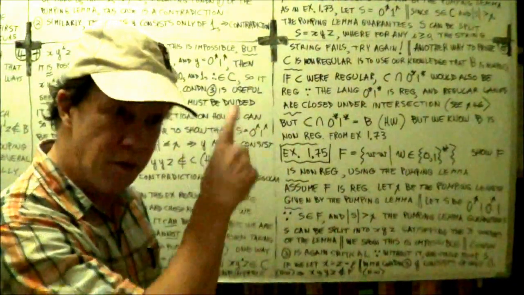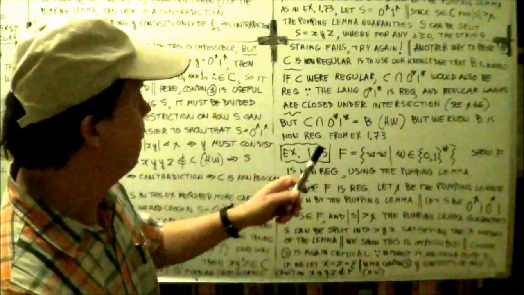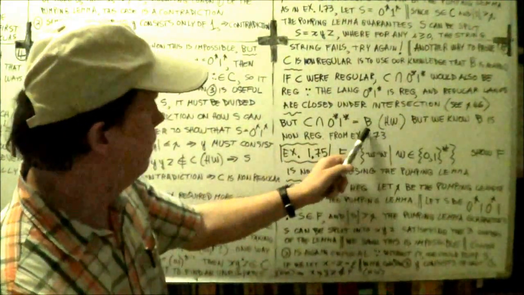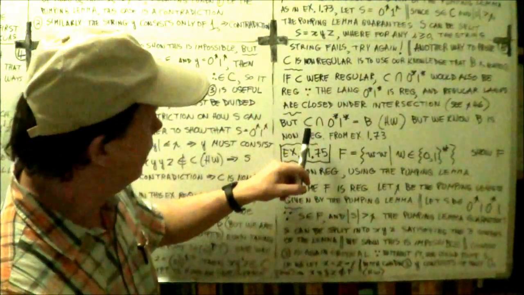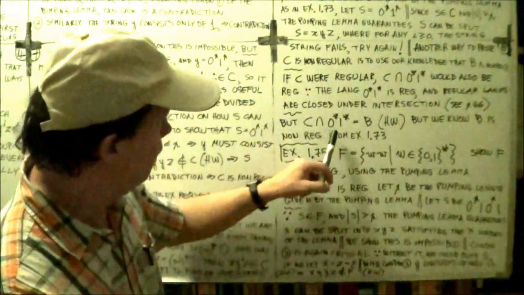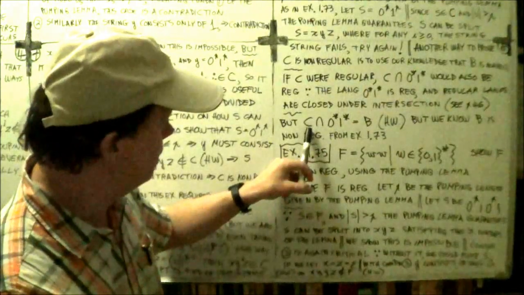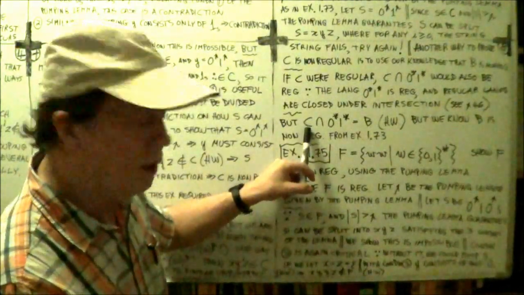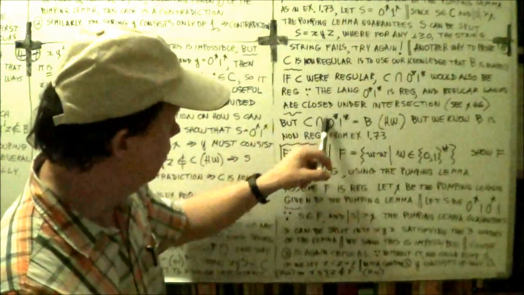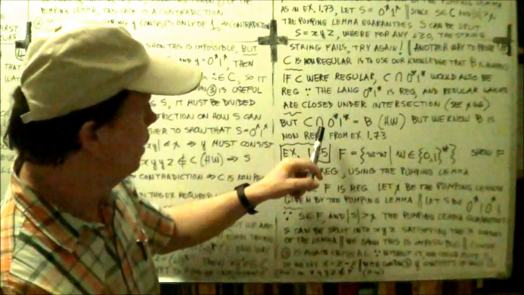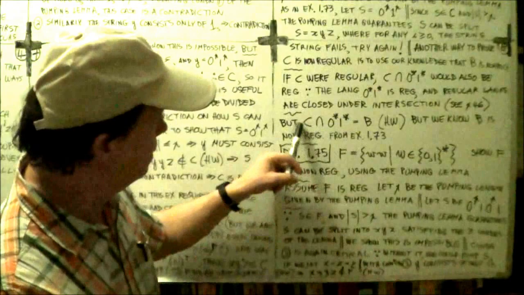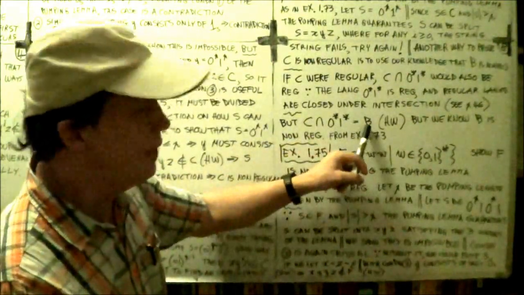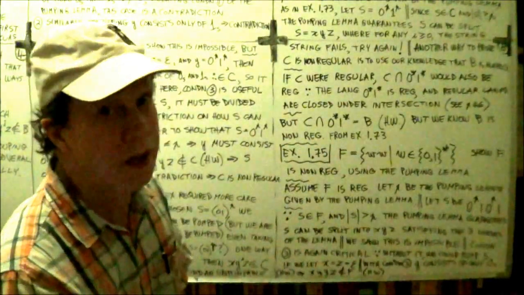B is 0 to the n, 1 to the n. So this here is B. Now, the intersection of, now we're assuming C is regular, a regular language. We assume we know this is a regular language, so the intersection should be a regular language. But this intersection is actually B, and we know B is not regular.